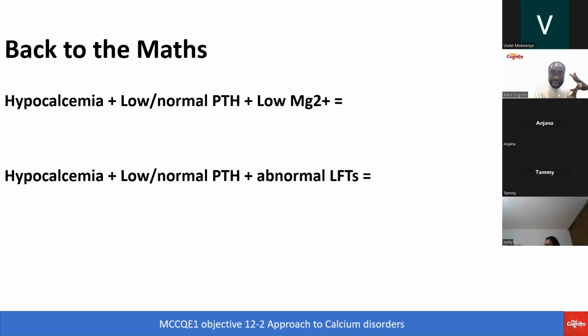Hypocalcemia, low parathyroid hormone level, low magnesium. What am I thinking about? And then hypocalcemia, low parathyroid hormone level, abnormal liver function test. What am I also thinking about?